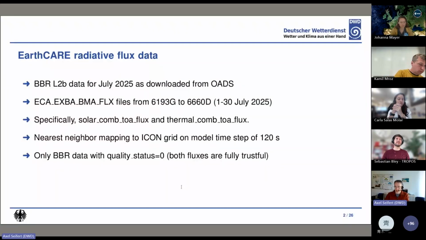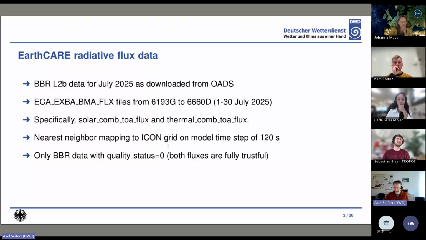So let's start with the radiative flux data. For this, I used the BBR level 2B data from July 2025, the baseline, as you call this, and a full month of EarthCARE frames. And we are specifically looking at these combined top of atmosphere fluxes for solar and thermal.